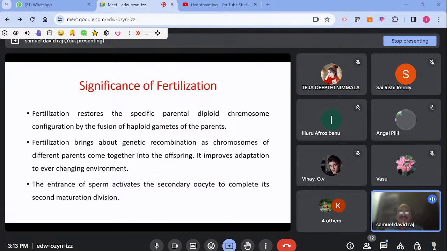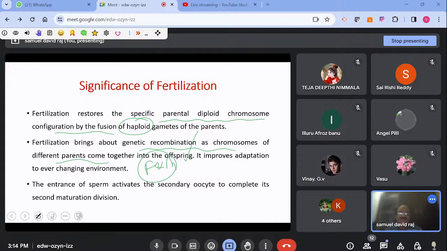Coming to the significance of fertilization. Fertilization restores the specific parental diploid chromosome configuration by the fusion of haploid gametes of the parents. So, haploid gametes of the parents fuse to form a diploid zygote, which has the same number of chromosomes as seen in their parents. Second, it brings about genetic recombination as chromosomes of father and mother are in the offspring, so that we acquire both the characteristics of the mother and father.